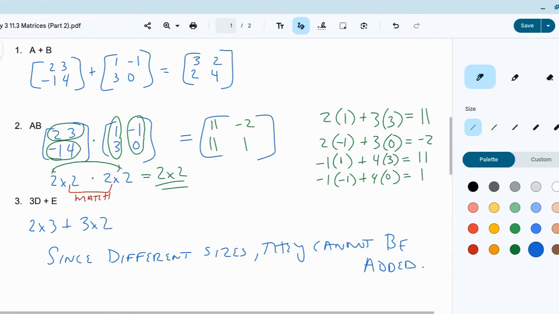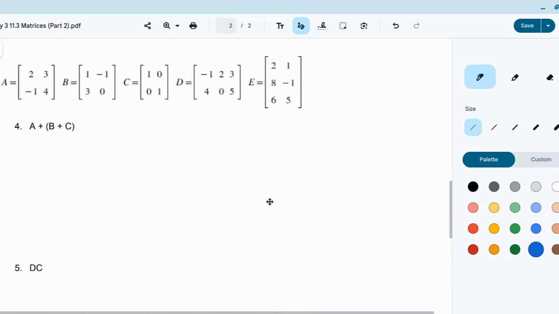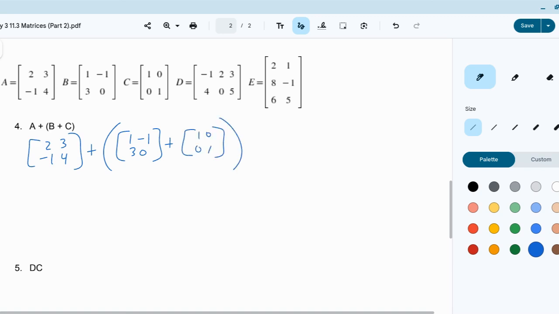All right, let's take a look at the second page now. So here we go. We got some addition of matrices again. We're going to look at and say, okay, if we have matrix A, which we see is 2, 3, -1, 4, plus, we got parentheses, matrix B, 1, -1, 3, 0, plus matrix C, 1, 0, 0, 1. That's the identity matrix. You'll worry about that later.